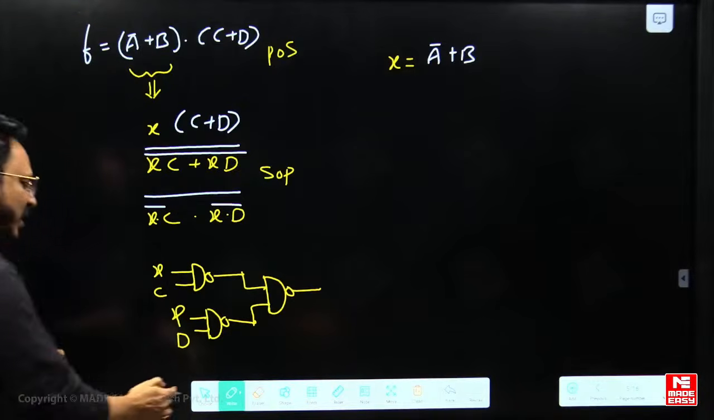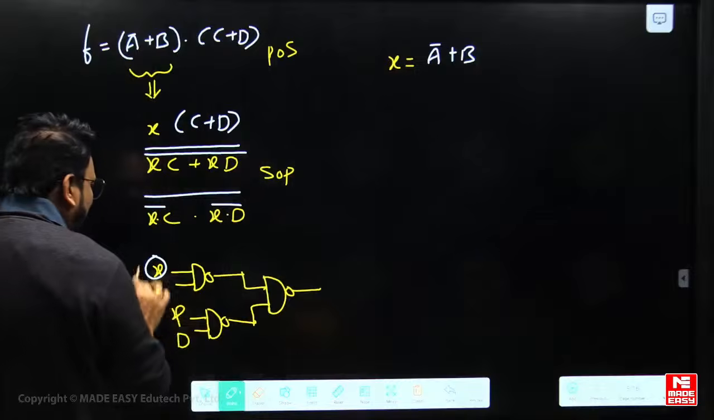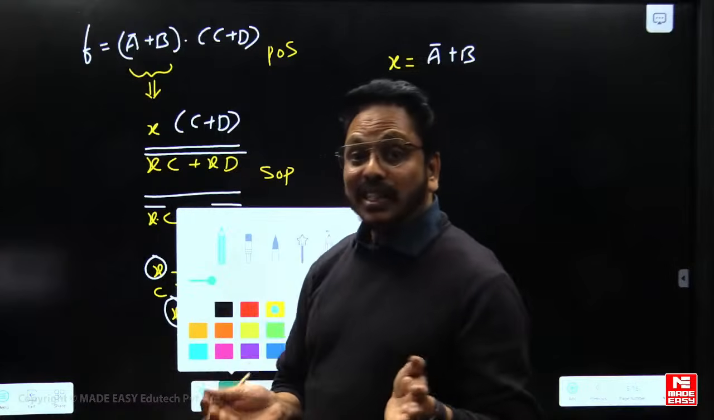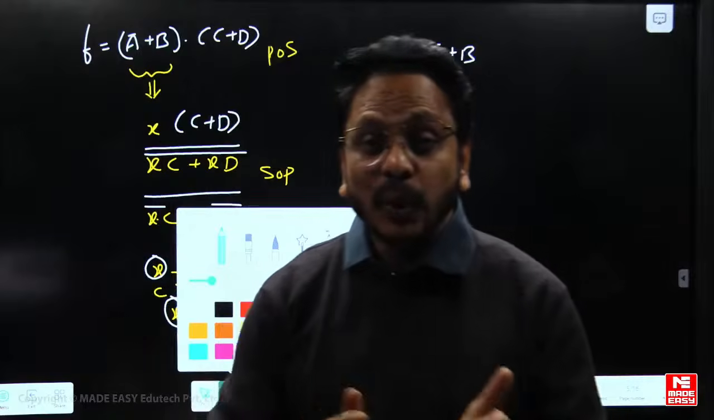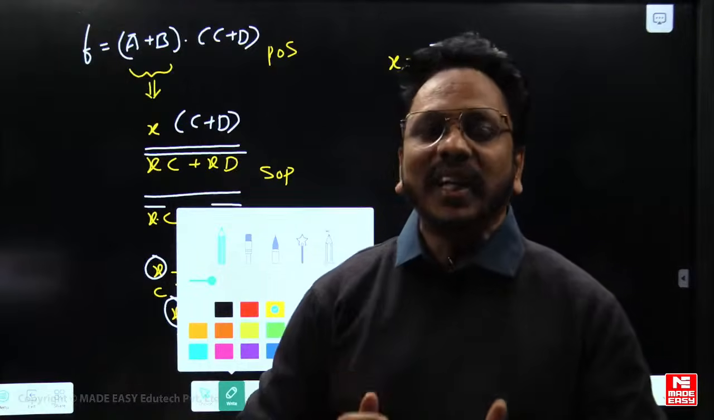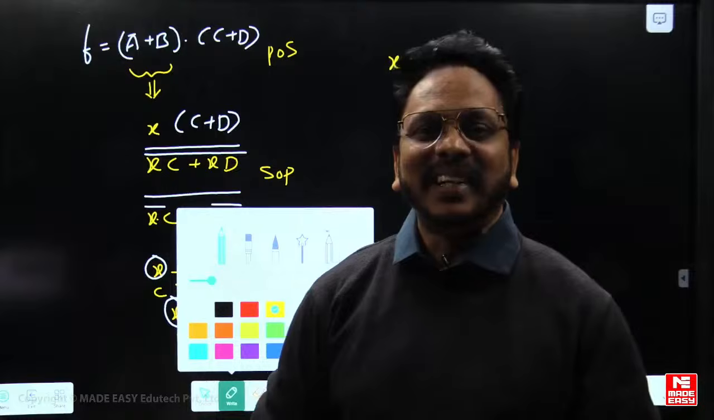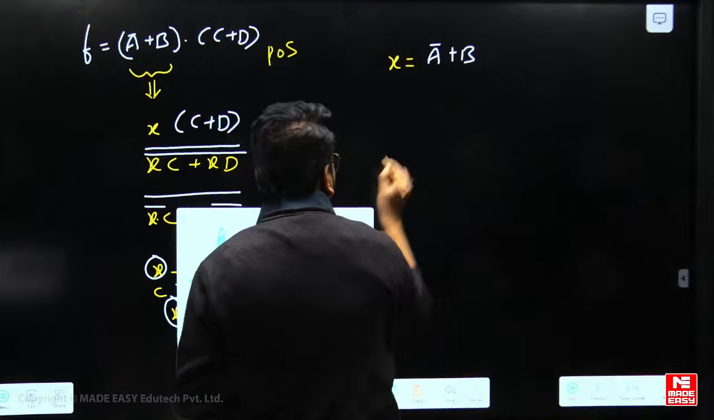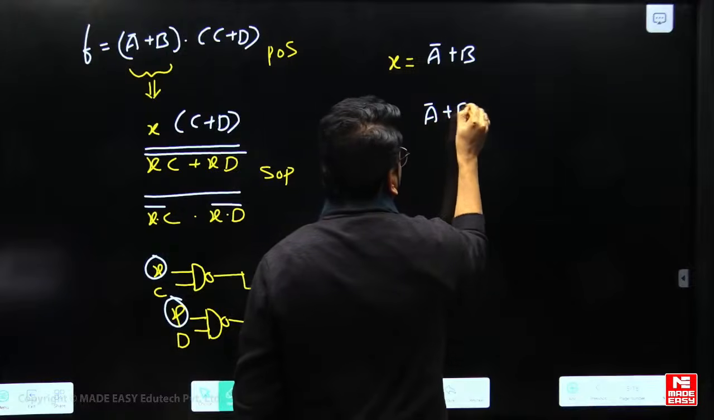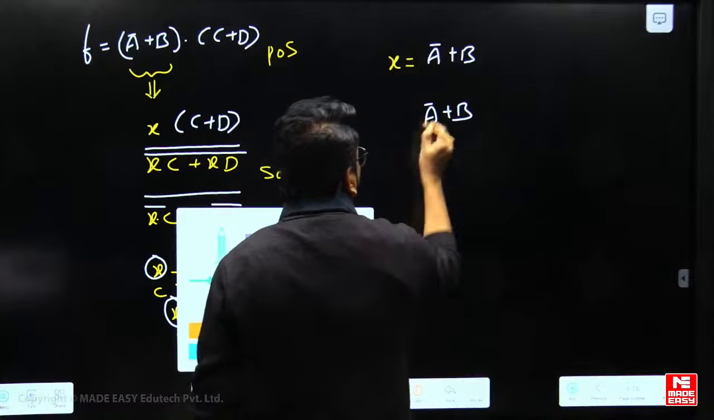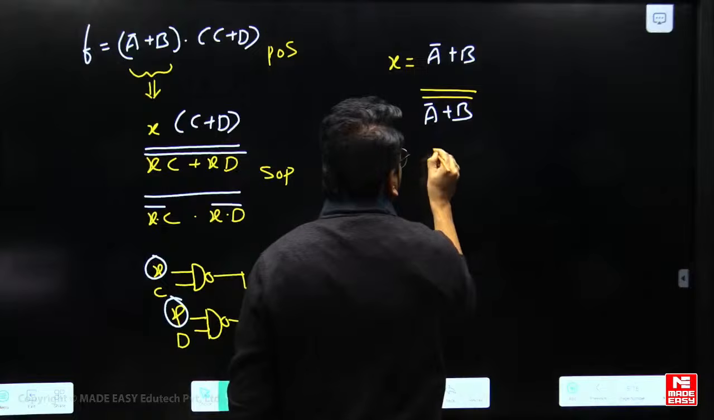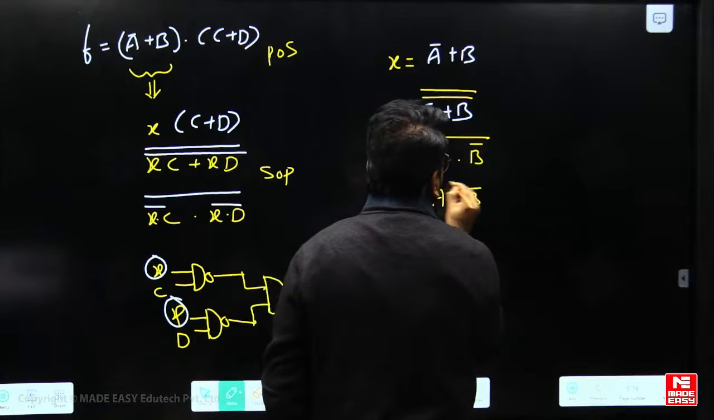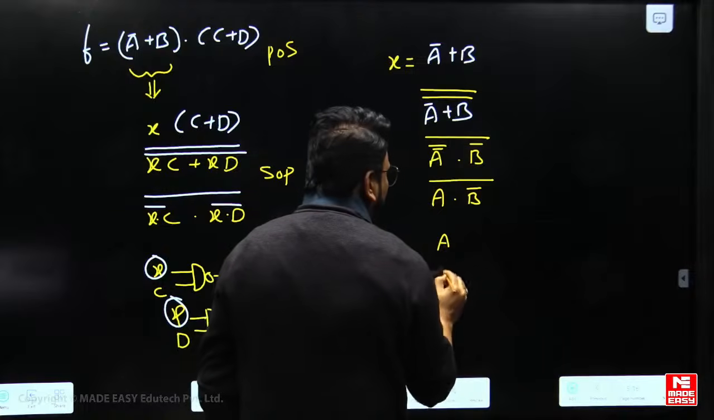But x is there, no? Yes, my dear. For that x we are going to do it separately here. But what to do, sir? The same thing. Previously what you did, the same two steps only have to be implemented now also. We have this expression, a bar plus b. Apply bar, so it is going to be a bar dot b bar whole bar. That is nothing but a dot b bar whole bar, so it is nothing but a b bar.